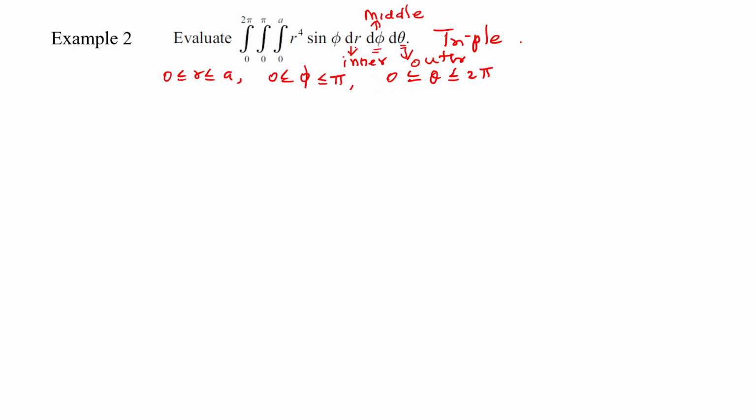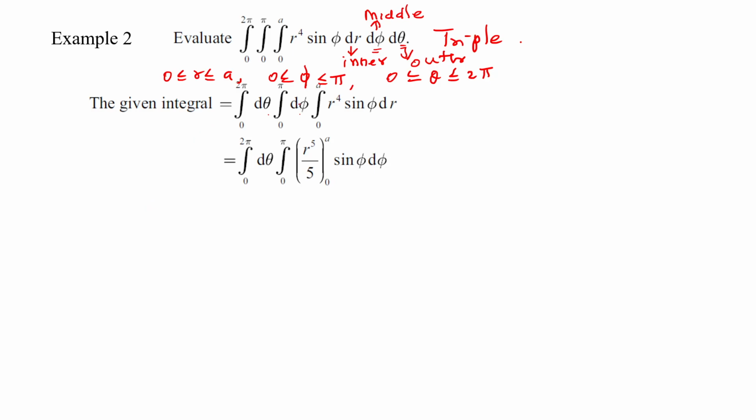First we have to integrate with respect to r. Temporarily, keep phi and theta as constants. So the given integral we can write with the first integral d theta, the second integral d phi, and 0 to a of r power 4 sin phi dr. First we integrate with respect to r. What is the formula for the integral of x power n dx? It is x power n plus 1 divided by n plus 1 plus c, is it not? Using this formula we get r power 5 by 5 from the limits 0 to a.